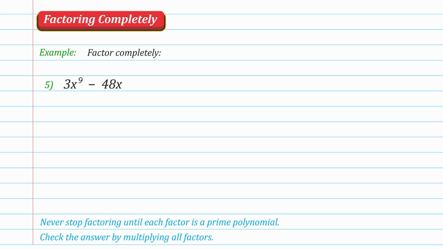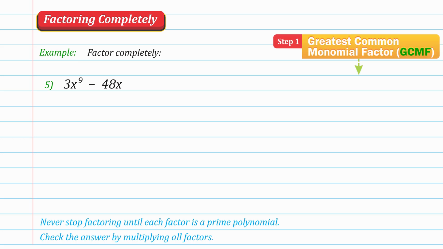Example number 5. Factor 3x to the 9th minus 48x completely. Okay, the very first rule of factoring is always to look for the GCMF. Let's find the greatest common monomial factor for this binomial. Numerical coefficients first. We look at 3 and 48. Since both 48 and 3 is divisible by 3, the greatest common factor is 3.